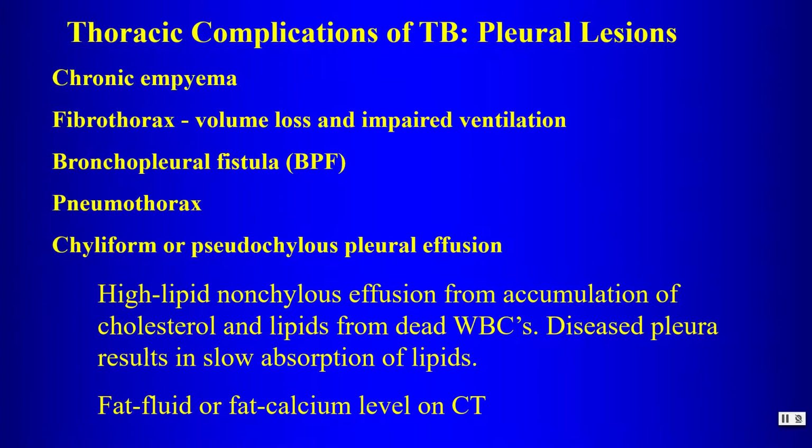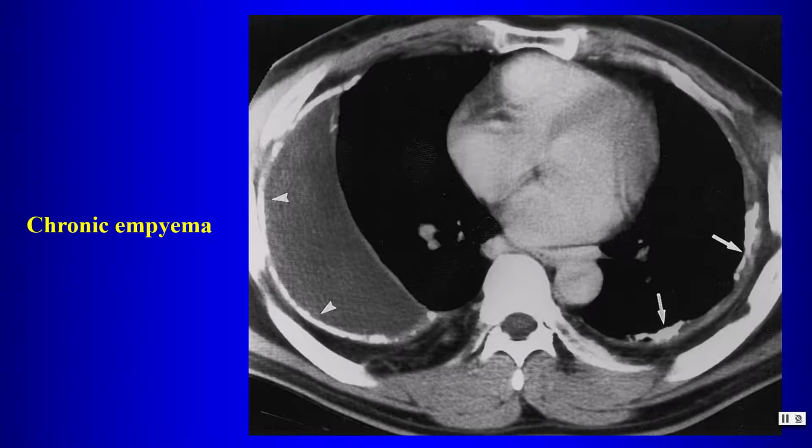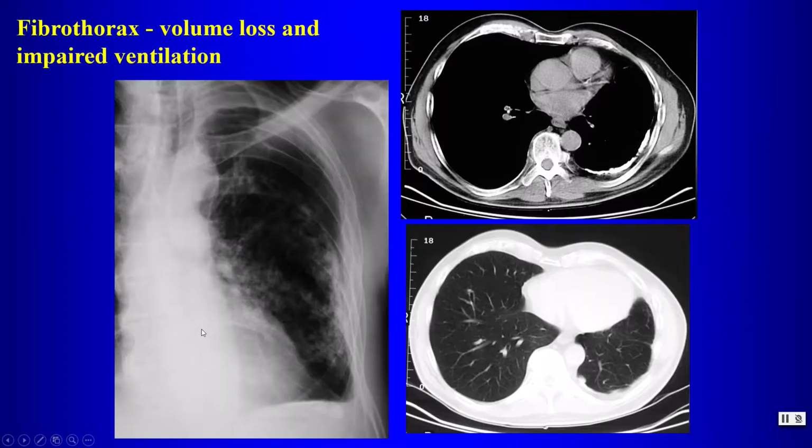And then for pleural lesions, as we've said, we can have chronic empyema, fibrothorax, bronchopleural fistulas, pneumothorax, and the chyliform or pseudochylous pleural effusion is another interesting complication that can occur from tuberculosis. So chronic empyemas, we can have collections here with pleural calcification from tuberculosis. Fibrothorax we've touched upon earlier, where we can have extensive pleural thickening and scarring, leading to volume loss on that side and impaired ventilation.